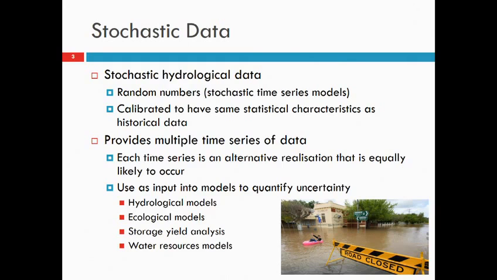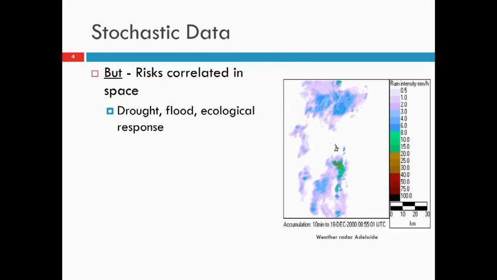They have a variety of uses. Once we have our multiple realisations, we can use them to look at hydrological simulations and ecological simulations, whether you're trying to manage a water supply system in terms of storage and yield analysis, or our water resources. However, there's a further catch in that you can't just have multiple time series of data, because our risks are correlated in space, whether it be drought or flood or ecological risk. So what we really need is spatial stochastic data.